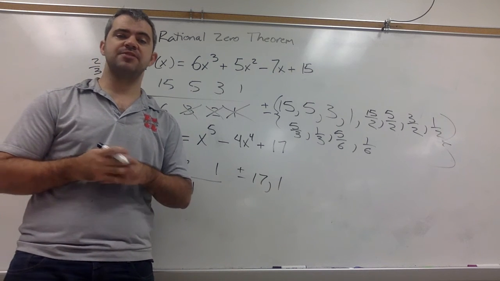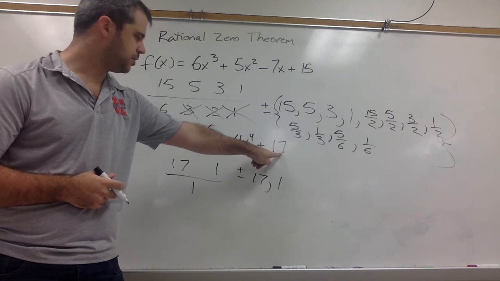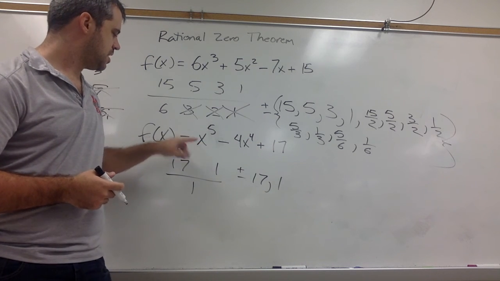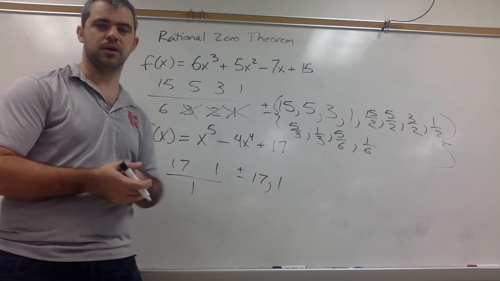So again, if it asks you to find all of the possible rational zeros, it's your last coefficient, all of its factors, divided by all of the factors of your leading coefficient.